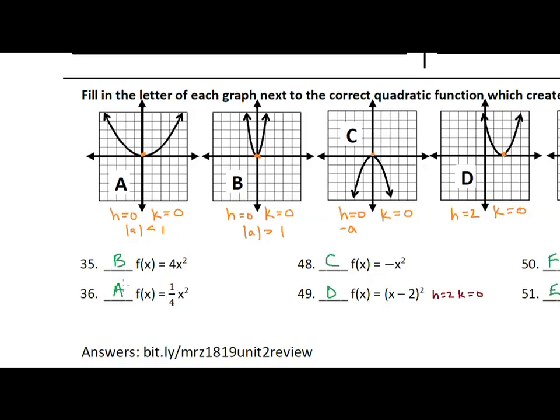So use your strategy of looking at the vertex first, and then if you have a bunch of graphs with the same vertex, start looking at the shape. Is it compressed? Is it stretched? Is it facing down or opening down? Use that information to track down which equation matches. And that is the end of this side of worksheet number 2.